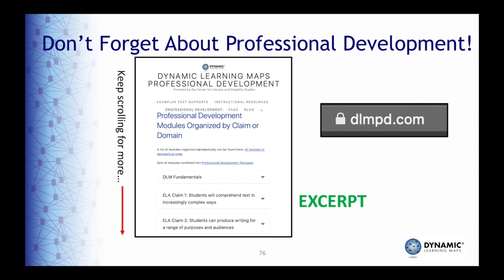DLM partners at the University of North Carolina at Chapel Hill host DLM's professional development site, located at dlmpd.com. Professional development modules are organized by claims and domains, relating back to the blueprints for ELA, mathematics, and science. These modules are free and presented in a self-directed format, although materials to use when facilitating a module for a group are also offered.